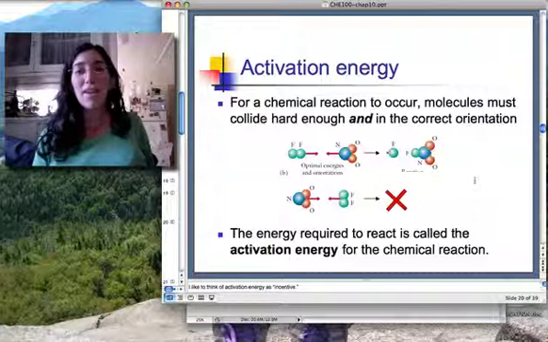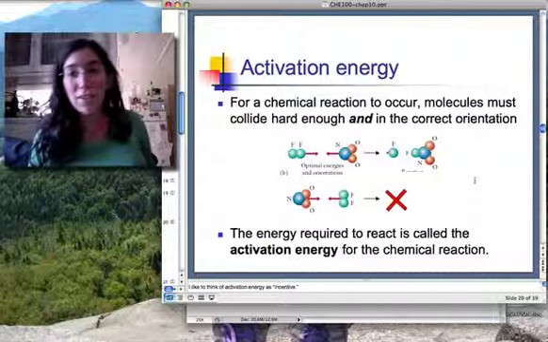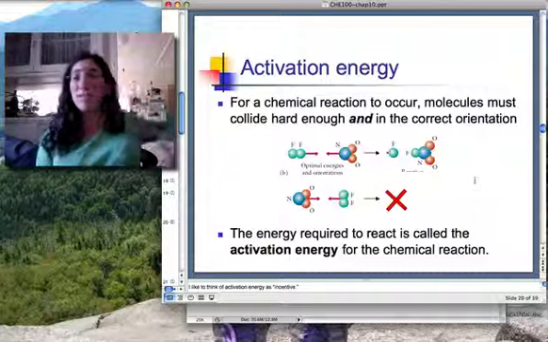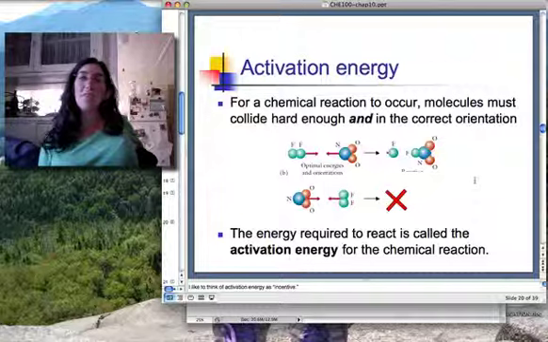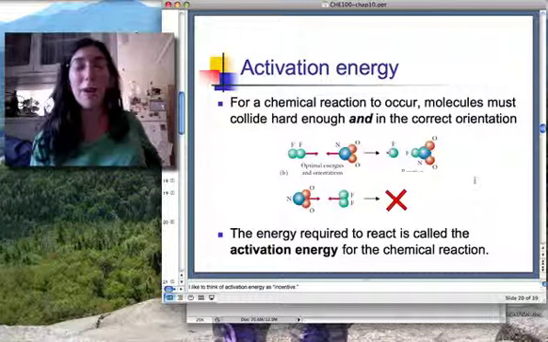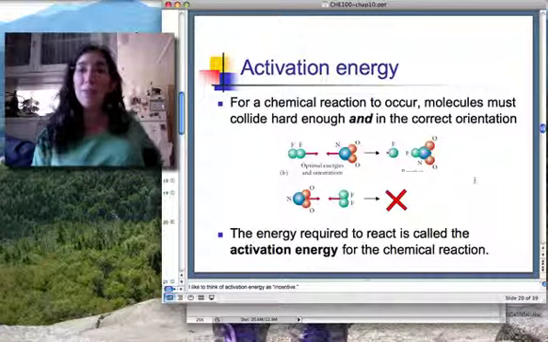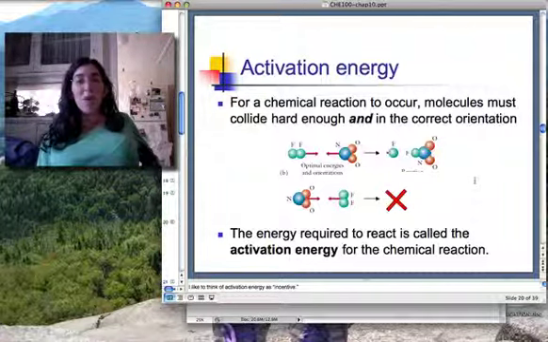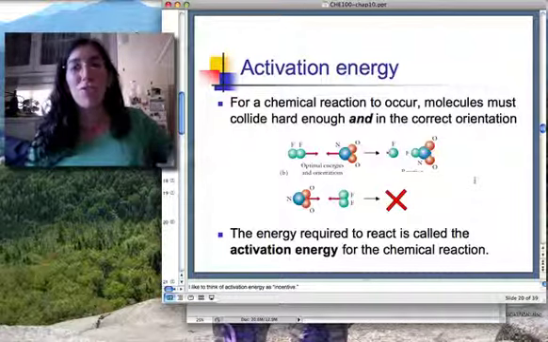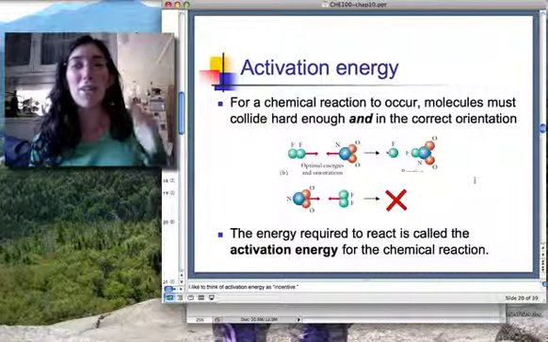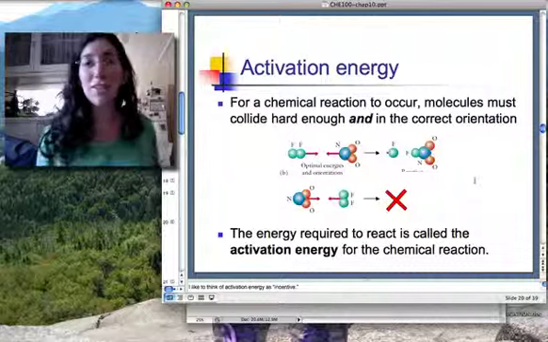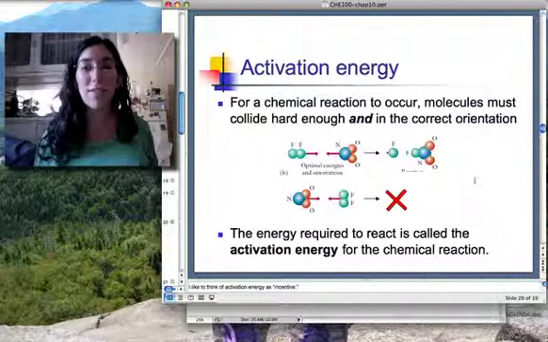What if I said, I'll give you $5 to trade shirts in front of the class? You'd probably still say no. You'd say that's not enough incentive. If I said I'd give you $50 to do it, well then maybe you'd say, okay, I'd do it for $50. So $50, that's your activation energy. That's the incentive you need to do this reaction, which happens to be trading shirts, okay?